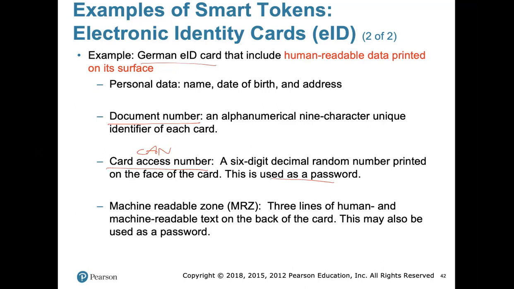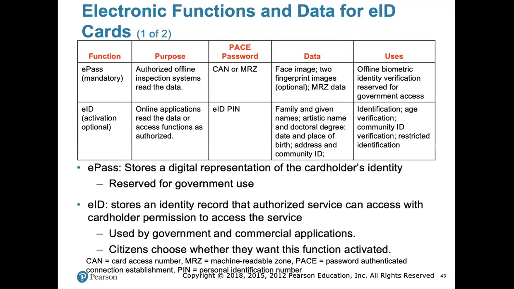And also we have the machine readable zone, which is a portion of text. It is 3 lines of human and machine readable text on the back of the card. Depending on the application, this part also might be used as a password. So here are the functions which are defined for this specific EID card that we are talking about. 3 basic functionalities are defined for it.